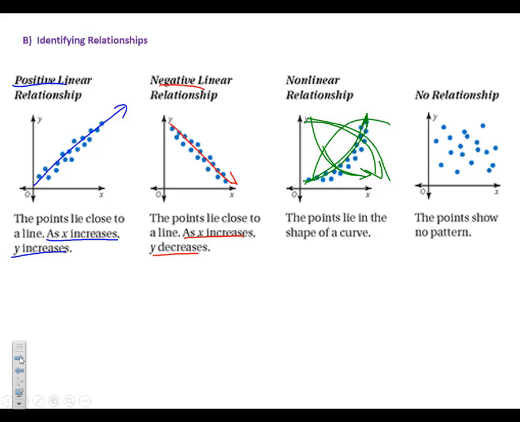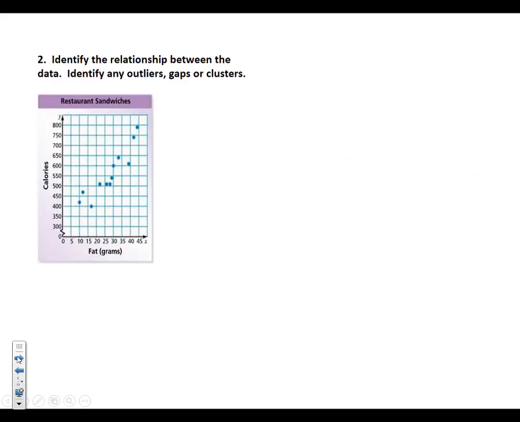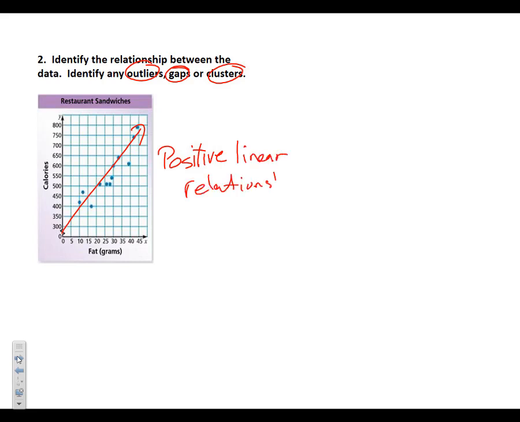So we're going to use what we just learned on these 4, and we're going to describe the relationship that is happening in this graph, and then we're going to talk about some other things called outliers and gaps and clusters, and we'll define those as we go. So this is our restaurant one, and of course we're going to call this a positive linear relationship. Because as we can see, as x increases, y increases, we have a positive linear relationship.